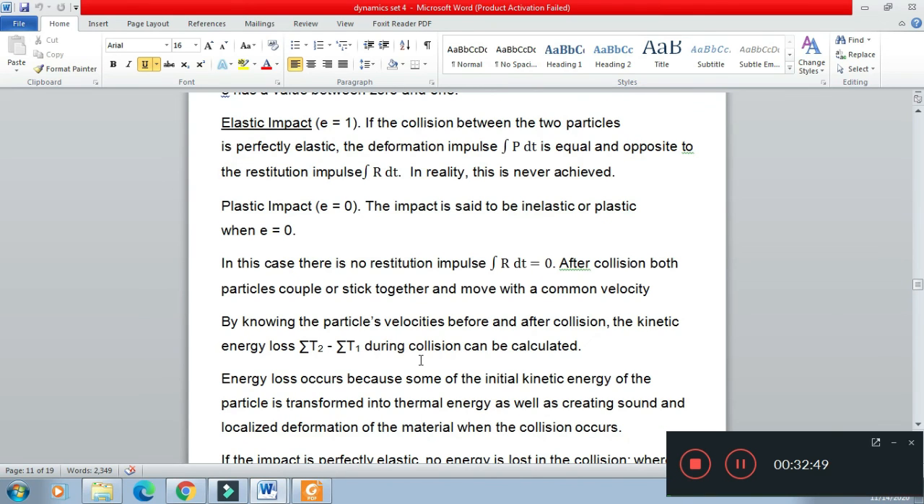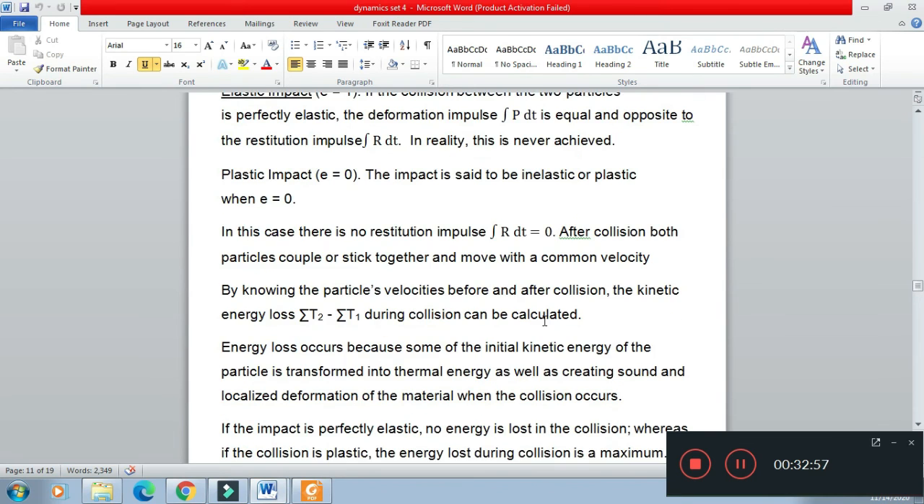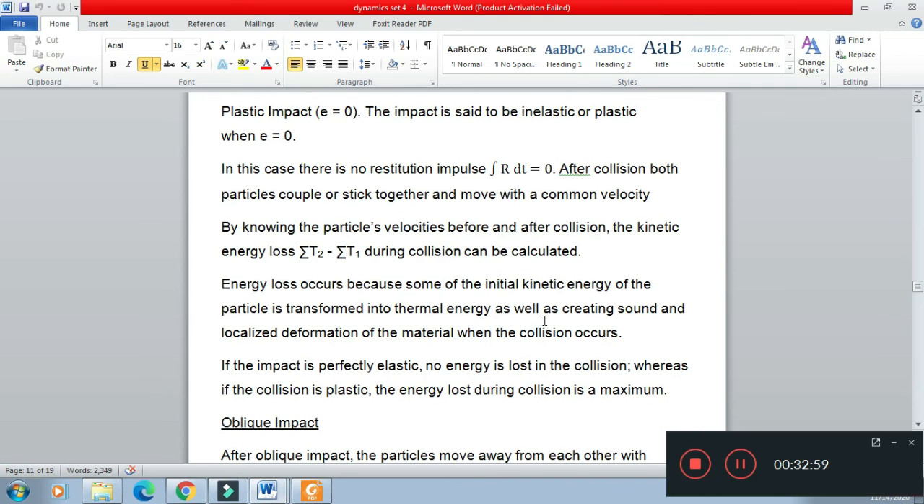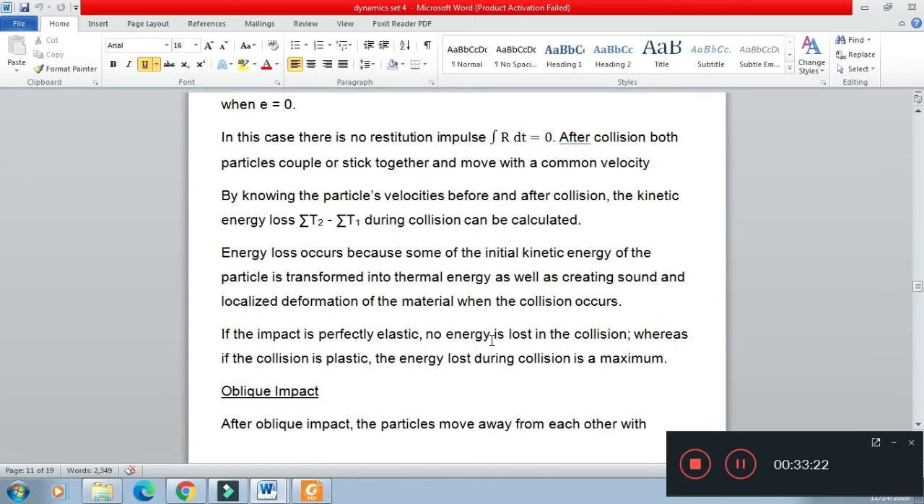In the plastic impact, there is maximum loss of energy. In the elastic impact, there is no loss of energy. In the intermediate values, the kinetic energy is converted into some other form of energy. The examples are thermal or internal energy, which results in non-elastic impact, then it converts into sound energy, or it converts into the deformation of the material.